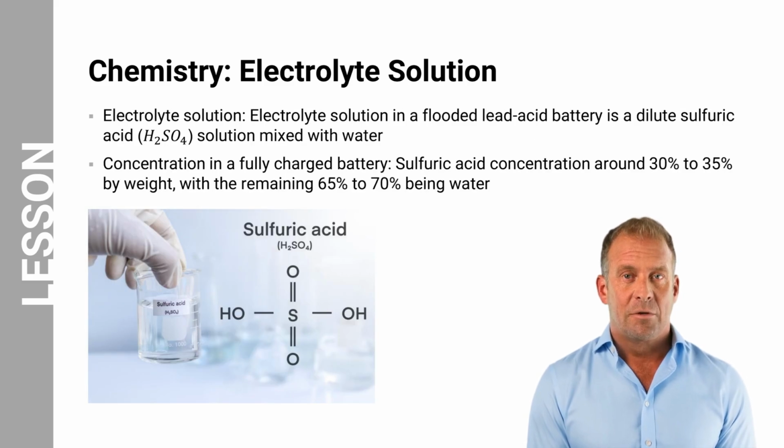The electrolyte solution in a flooded lead-acid battery is a dilute sulfuric acid, chemical formula H2SO4, mixed with water. This solution plays a vital role in the chemical reactions that generate electricity. The specific water to sulfuric acid ratio can vary slightly depending on the manufacturer and battery application. Typically, a fully charged lead-acid battery will have a sulfuric acid concentration of around 30% to 35% by weight, with the remaining 65% to 70% being water.